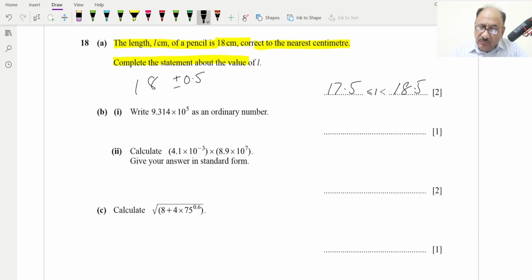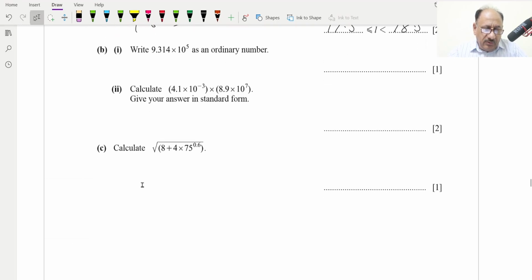You will have to keep in mind you cannot switch these two values. If you are switching, you will not get 2 marks. You will get 1 mark only. So be careful. So B part, B1, write this number in an ordinary number. So scientific standard form is basically provided. So the decimal we have to move.